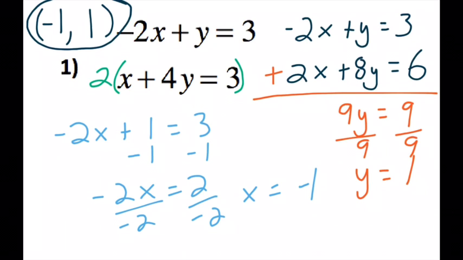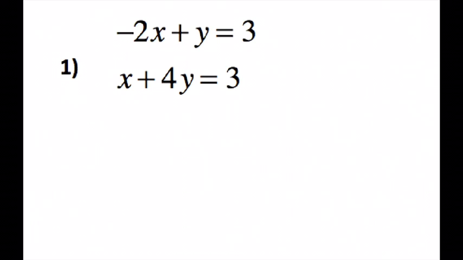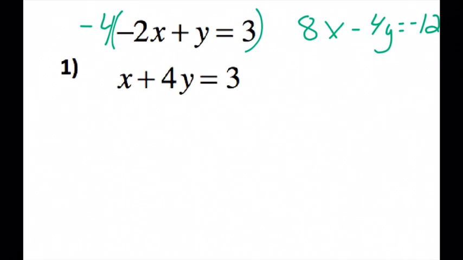And on the first example, I multiplied the bottom by 2 to eliminate the x's. But I'm going to do this again, and instead this time, I am going to multiply the top by negative 4 so I can eliminate the y's first. Okay, so we're going to multiply the top by a negative 4. So I have a negative 4 times a negative 2x is a positive 8x. Negative 4 times y is negative 4y equals negative 4 times 3 is negative 12. Then the bottom is just the same, x plus 4y equals 3.